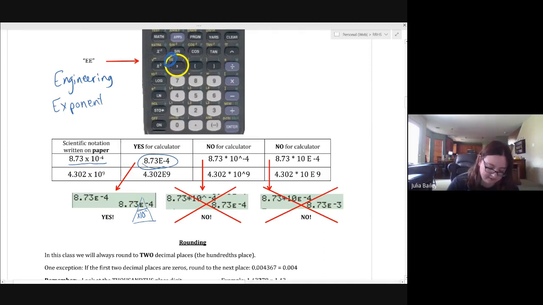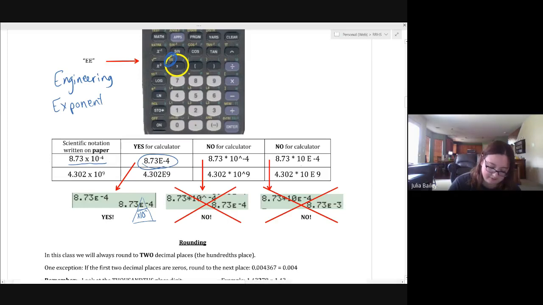But if you type like this, 8.73 times 10 to the negative 4, then while typing it like that will give you the same answer back, it will also mean that you have to use parentheses all the time when we start multiplying and dividing scientific notation, and that's going to be a pain in your butt. So I'm trying to save you from that. Please don't type it like that. I just want to save you some grief, okay? Use the E.